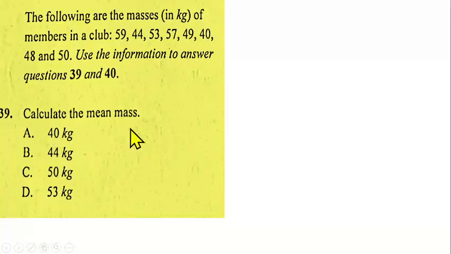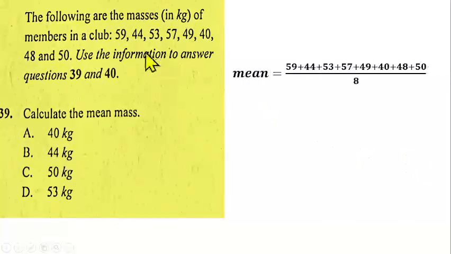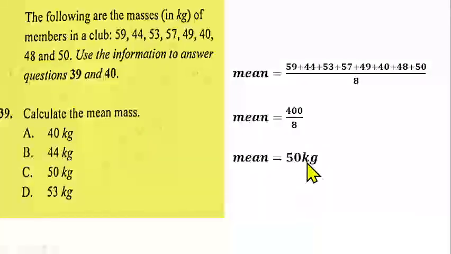First thing, to calculate the mean mass of this, it's by adding these masses together divided by the number of masses that we have there. So if you add them together, we have this, then divided by the number of data we have there, which is 8. So that gives us 400. If you add this together over 8, that should give us 50 kilograms as the mean mass, which is option C for question number 39.